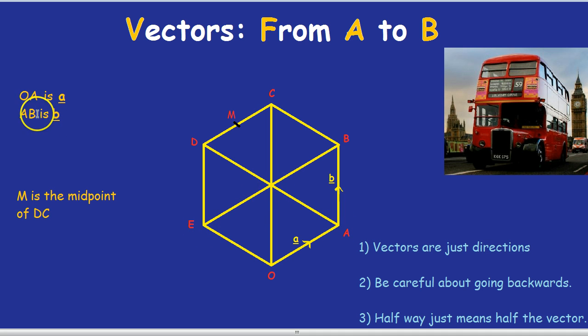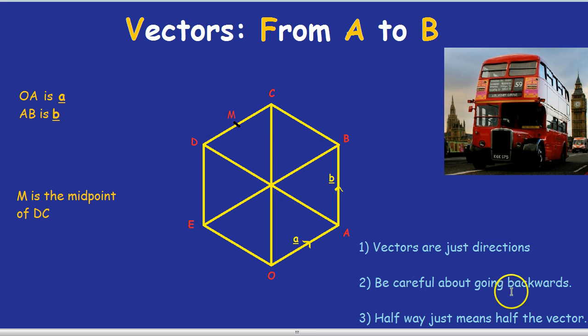They've also said AB is the vector b. ED is the same vector, so that would be b. Or the midpoint here to the top, that would be b. That's the first thing to remember. Vectors are just directions. It doesn't just mean that single line, it means any time you go in that direction.